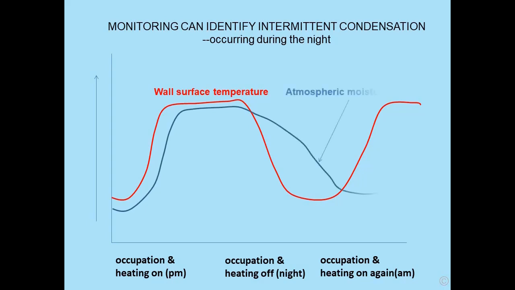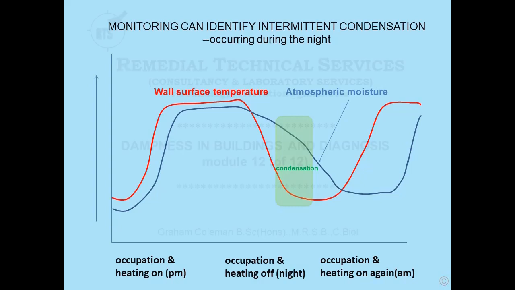If we then start monitoring atmospheric moisture, we find that goes up and down. Obviously, when they're in the room, they're going to start generating moisture. That will dissipate when they leave the room and start building up again, say, next morning. And if we look at the principle of this data that was obtained, we found that condensation was occurring in the early hours of the morning before the atmospheric moisture totally dissipated, whereas the wall surface temperature was dropping quite rapidly. So this is the sort of thing that long-term monitoring will pick up. It did in this case: the problem was occurring early in the morning.